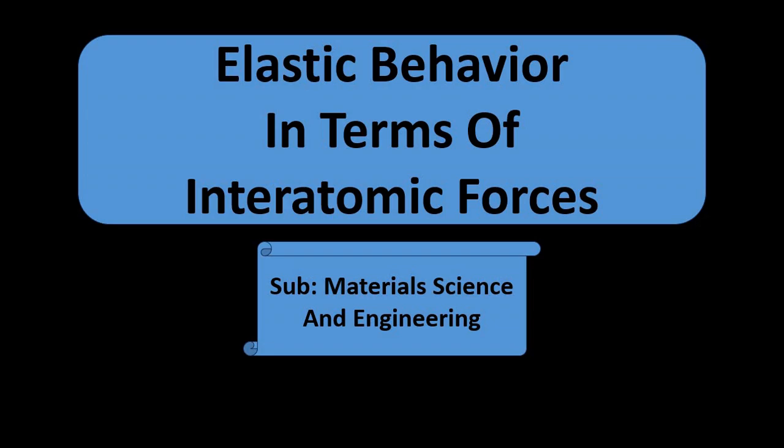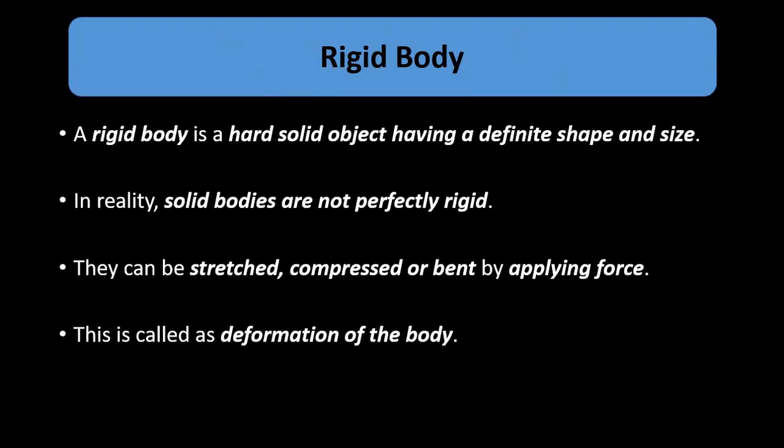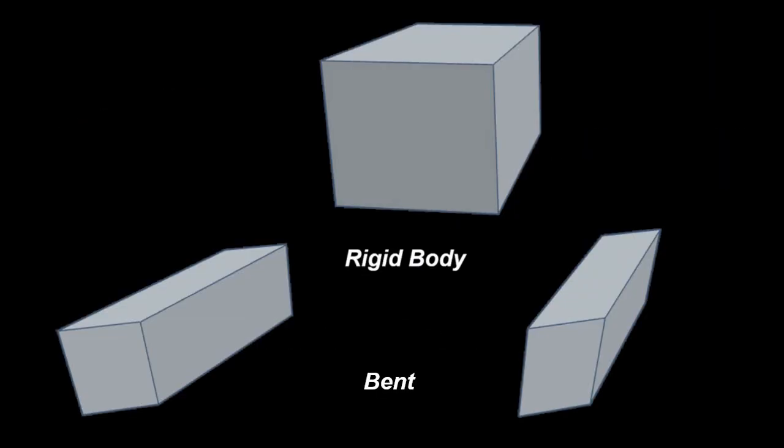So just a quick review: any rigid body which has a definite shape and size can be altered in its shape, size and dimension through the application of an external force, and that external force is called the deforming force, and this process is called deformation. This change in shape and size is either temporary or permanent.